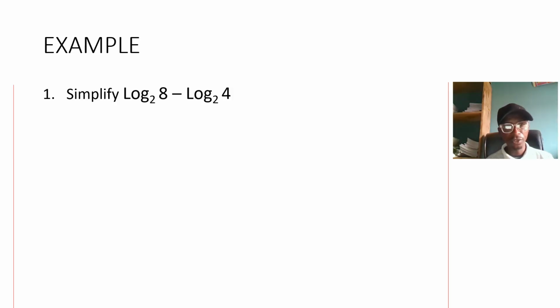Our first question today is simplify log 8 base 2 minus log 4 base 2. So when we have this kind of problem, how do we approach it? We are supposed to use the formula method.